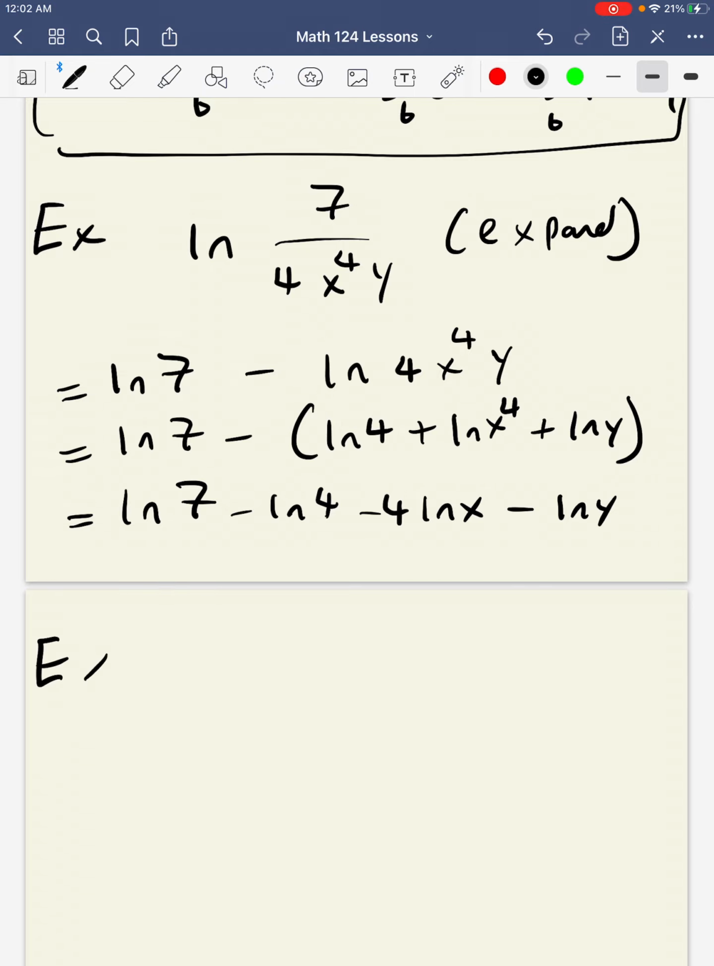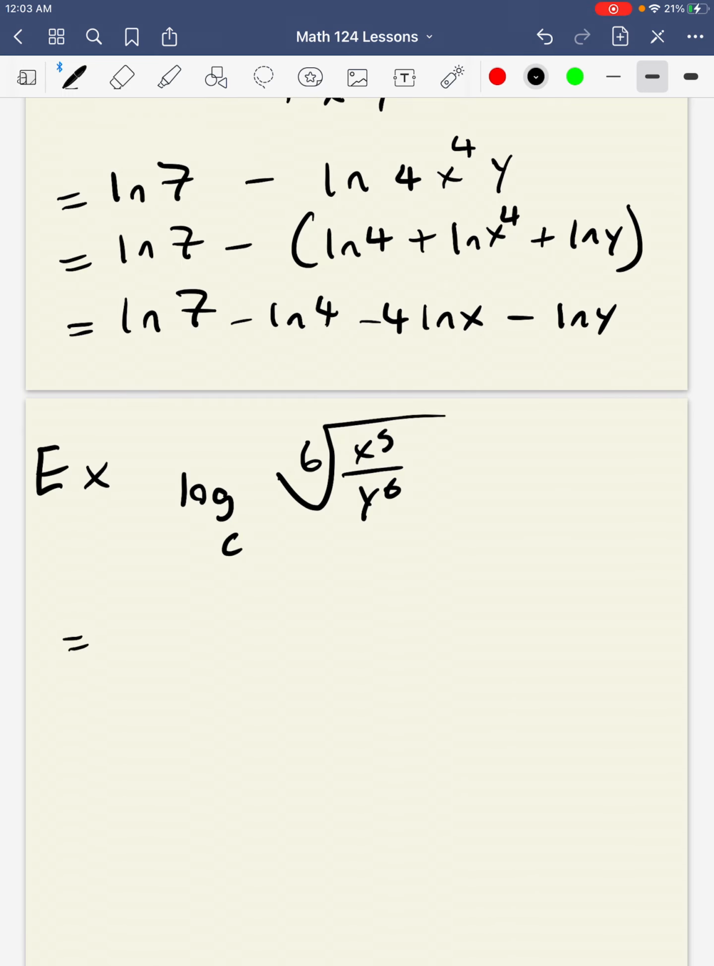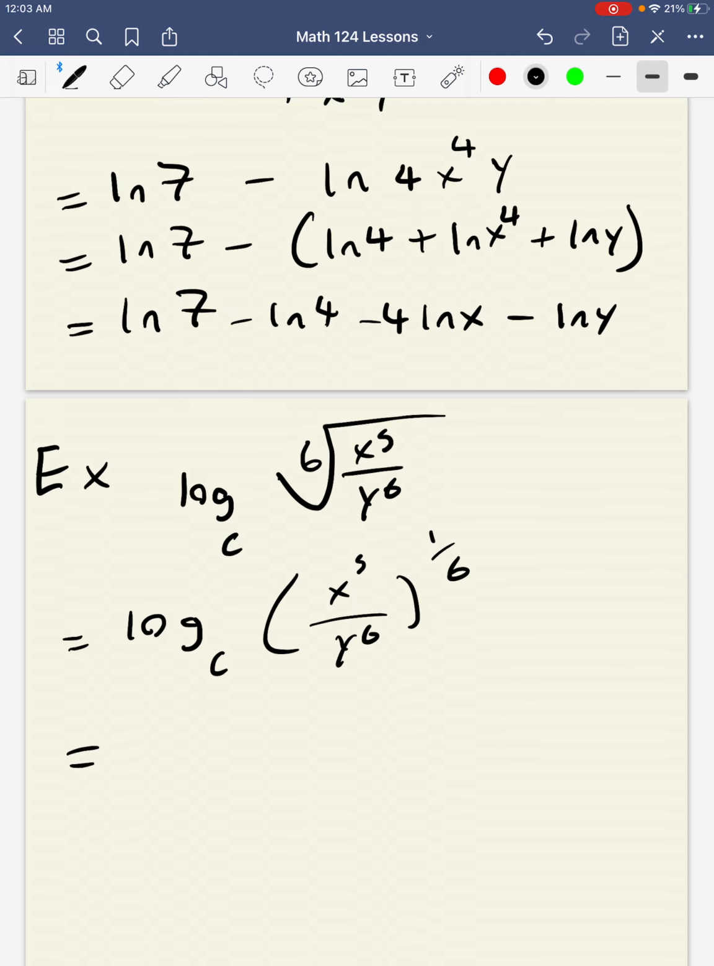Okay, maybe one more example. Let's do log base c of the 6th root of x to the 5 over y to the 6. So if we want to expand this as a sum or difference of logs, I think it's best to think of it like this. Instead of a 6th root, we could think about it as being raised to the 1/6, means the same thing. So first we bring the 1/6 down, and we're left with 1/6 log c of x to the 5 over y to the 6.